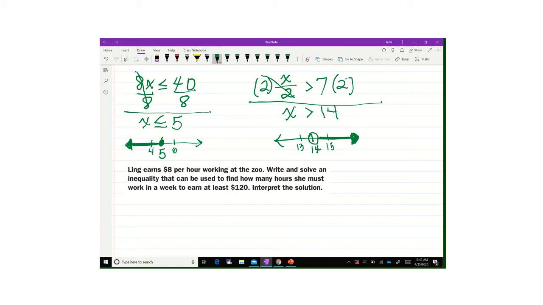Okay, let's take a look at a word problem. Ling earns $8 an hour working at the zoo. Write and solve an inequality that can be used to find out how many hours she must work in a week to earn at least $120.